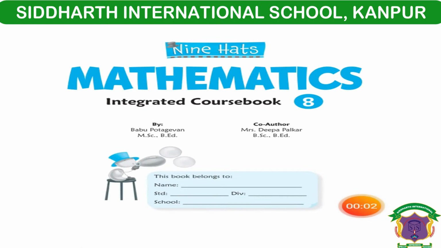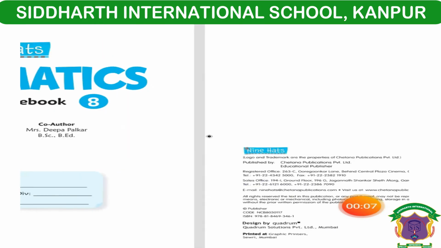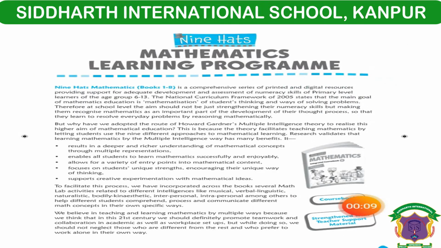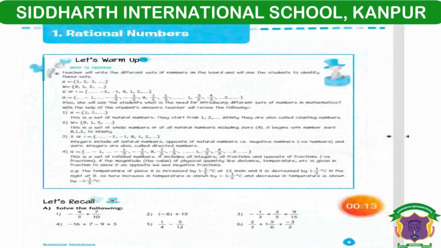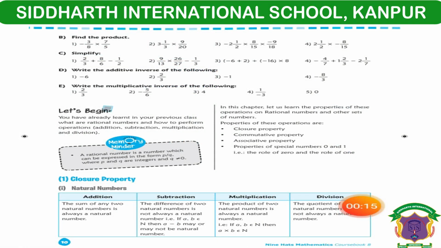Hey children, it is the third session for class 8 mathematics. In the last session, let's see what we discussed. In the last session, we discussed properties. We saw that there were 4 properties, and we also checked the closure property for natural numbers.